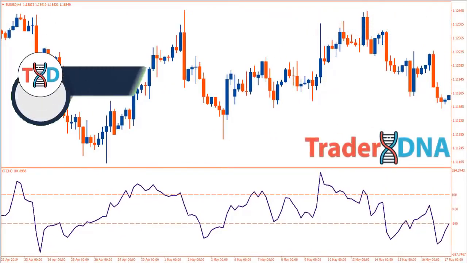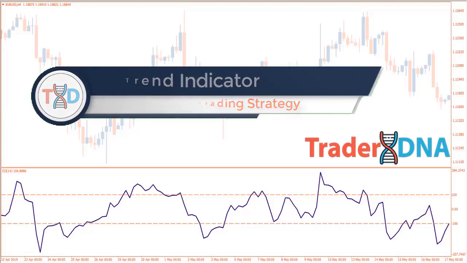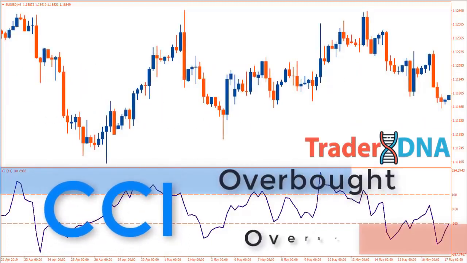Using the CCI as a trend indicator. The Commodity Channel Index, or CCI indicator, is a momentum-based oscillator used to help determine when an investment vehicle is reaching a condition of being overbought or oversold.